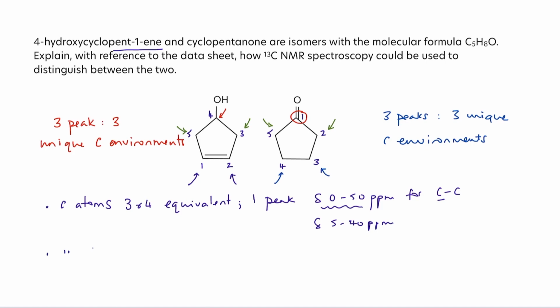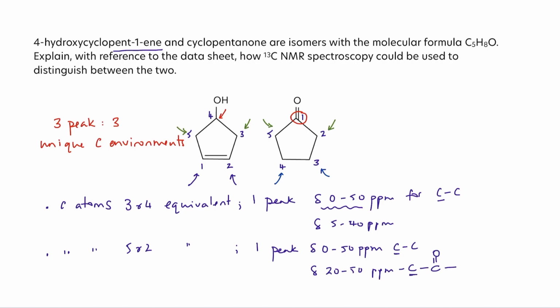Then we can also say that carbon atoms 5 and 2 are equivalent. Once again, we're going to get 1 peak. This is where we need to be a little bit careful. If I'm using the OCR datasheet, then once again, they're just simply a carbon single bond carbon type of carbon. But if I'm using the AQA datasheet, then our peak is at somewhere around 20 to 50 parts per million, because they are a carbon that's adjacent to a carbonyl group. And on that datasheet, it gives us a slightly different range there, and it stands out.